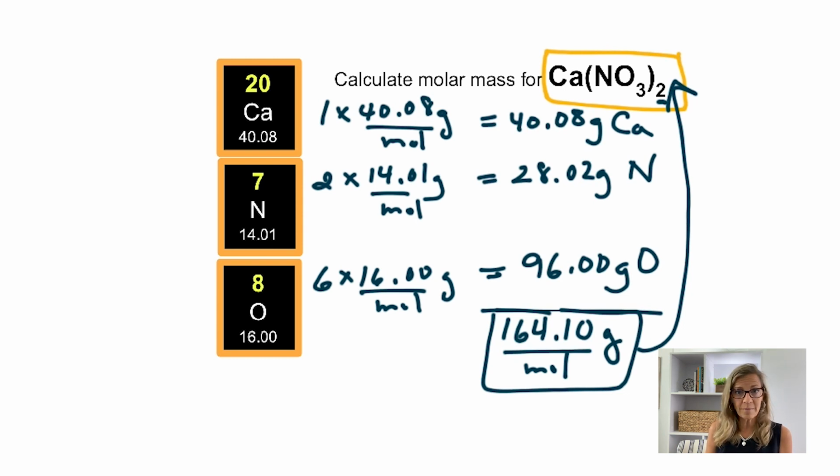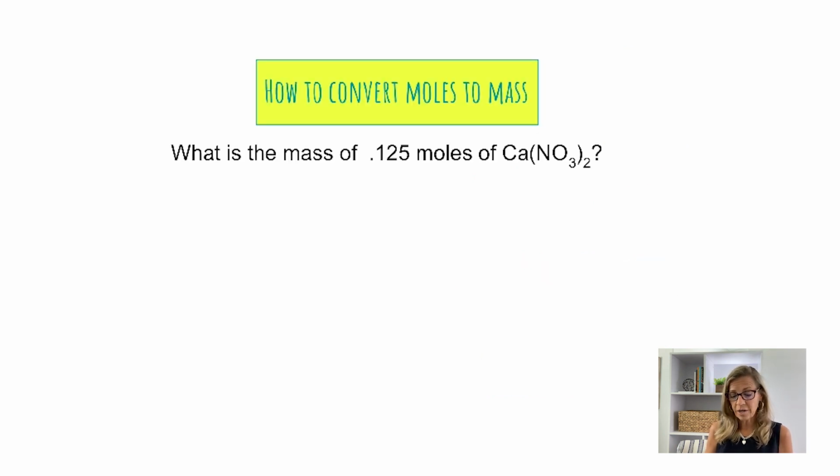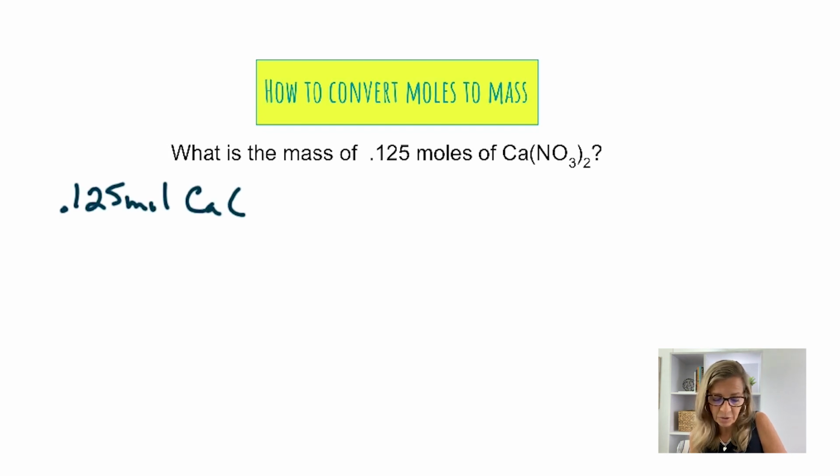Now, what is molar mass used for? We are going to use it to convert between moles and mass. Okay, it's just what you think it is. So let's do our conversion here. So we want to find the mass of 0.125 moles of calcium nitrate. Okay, because if you want a certain quantity, you can't really count these things out, but you can go to a balance and weigh it out. So let's convert it to grams.